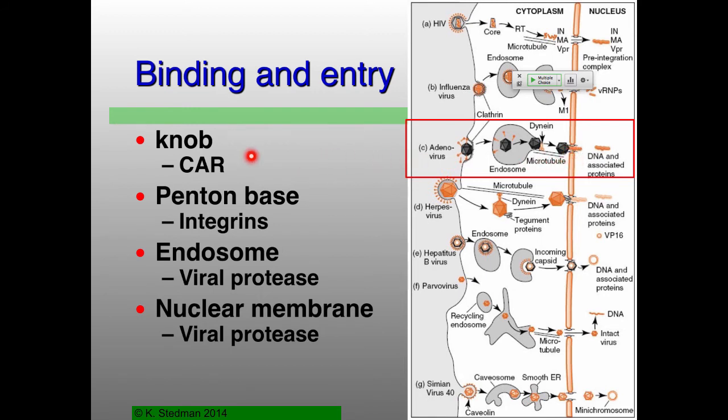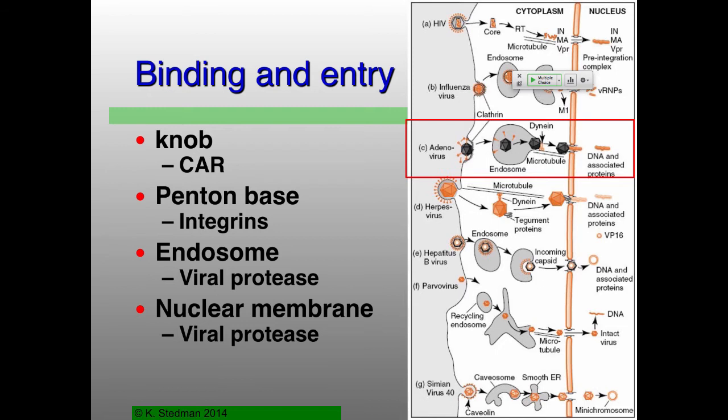What does it bind to? Again, ridiculously creatively named the Coxsackie and adenovirus receptor, because that was how it was originally found. That binds to the very end of the penton, the penton knob, again sticking out at the very end. The penton base binds to integrins, so this is a really nice example of what we call a co-receptor. You need two different proteins in order to get entry to take place.